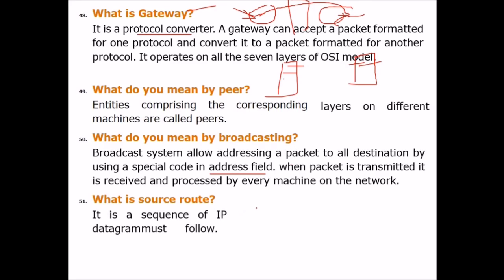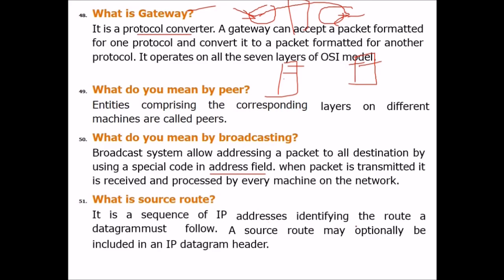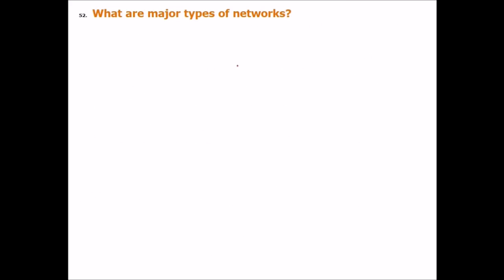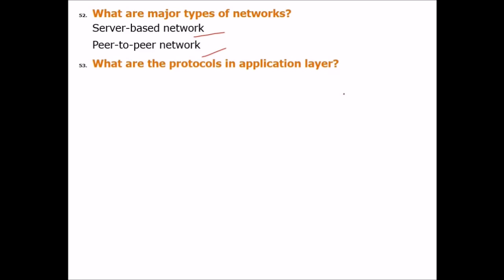What is source route? It is a sequence of IP addresses identifying the route a datagram must follow. This is a source route. So a source route may optionally be included in an IP datagram header itself. What are the major types of networks? You have server-based networks, peer-to-peer networks.